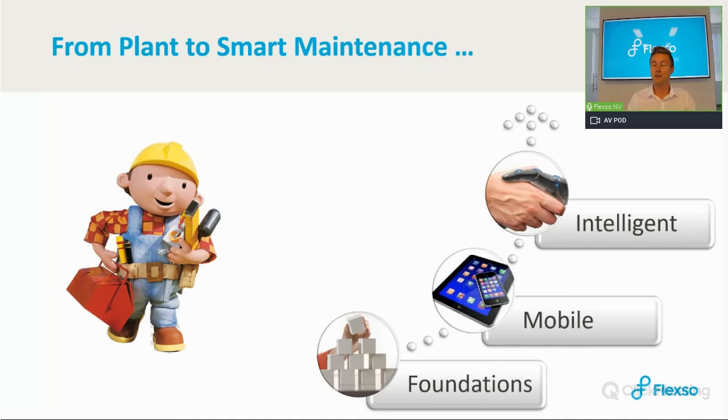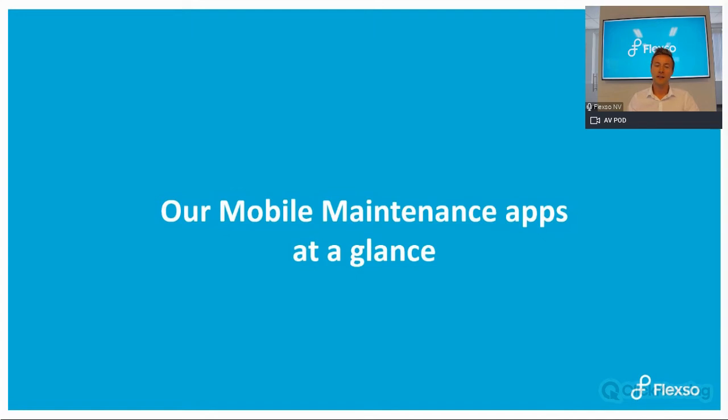In an ideal situation, we provide our Bob the Builder with intelligent technologies. Suppose he has dirty hands because of working with the machines, and he cannot log the problem via his mobile device, then he would be able to use his voice to log a problem in the system. Now, let's have a look at our solution, at our mobile maintenance package.